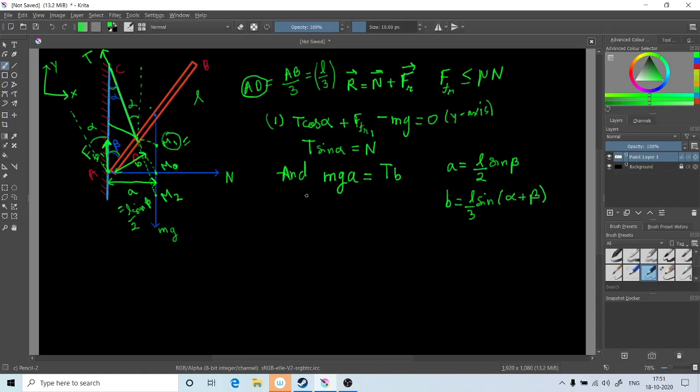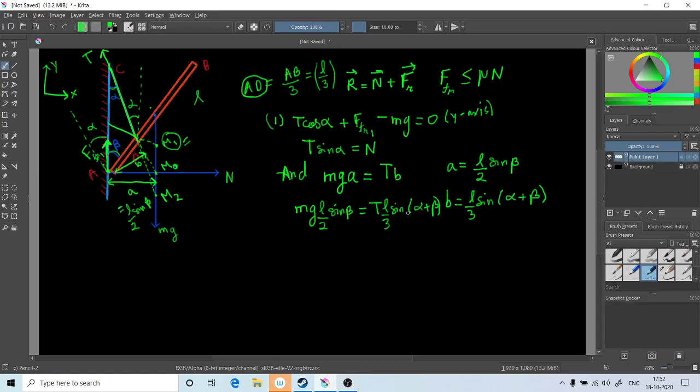I hope you got it. Now putting the values in this equation, mg L by 2 sine beta equals T L by 3 sine (alpha plus beta). This is for the first condition, M1.